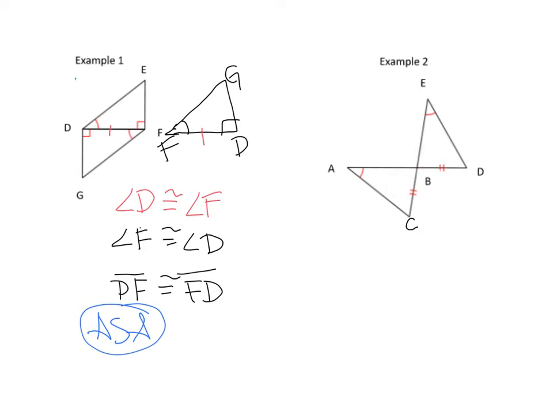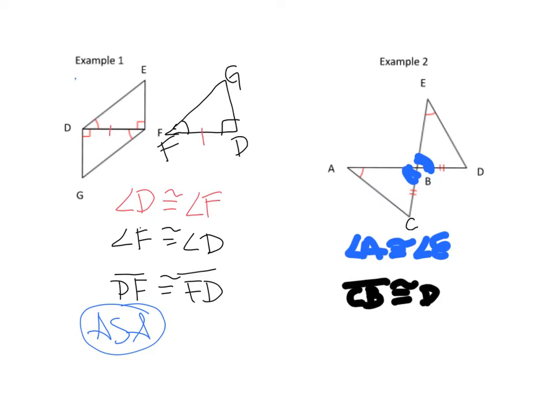Hopefully you do recognize or remember vertical angles, so therefore that means I can actually make this marking here. So it seems that we have angle A is congruent to angle E. We would have line segment CB congruent to line segment DB. And it seems like we have that angle B is congruent to angle B.